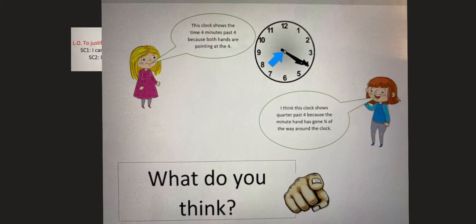Well done. We know it's 20 minutes past 4. So we need to think about, are these girls correct or are they incorrect? This girl's saying that it's 4 minutes past 4, both hands are pointing at the 4. We know that both hands are pointing at the 4, but is she correct? No, she is incorrect. The time is not 4 minutes past 4. So we're going to say that she is incorrect.